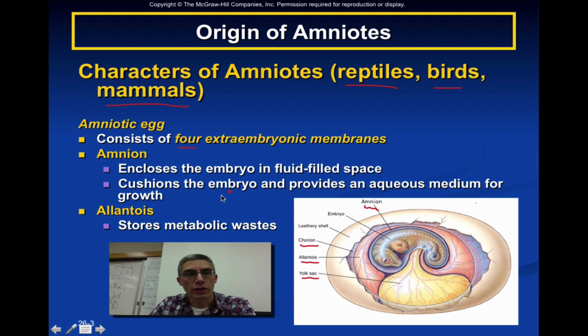We have the amnion, we have the chorion right here, the allantois right here, and the yolk sac as our 4th one. Now the amnion is the sac that actually encloses the embryo in what we would consider a fluid-filled space. That fluid-filled space is going to act to protect and provide a cushion for that growing embryo. Now the allantois, which is this membrane that you see right through here, is going to be the membrane that stores those metabolic wastes that we talked about in the previous slide.